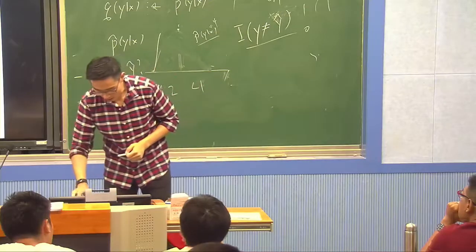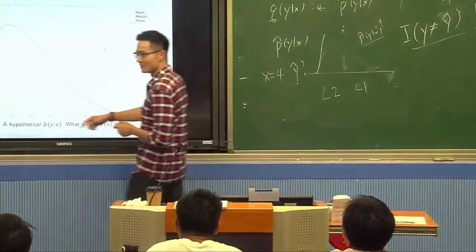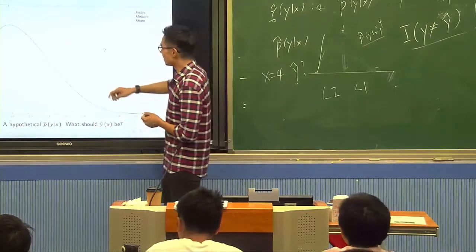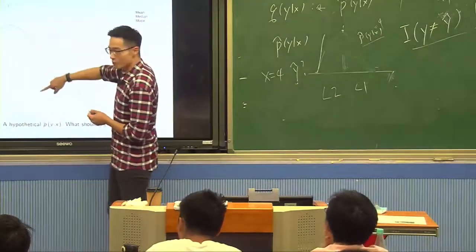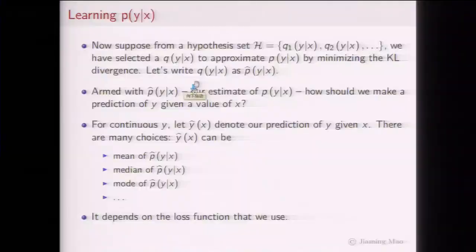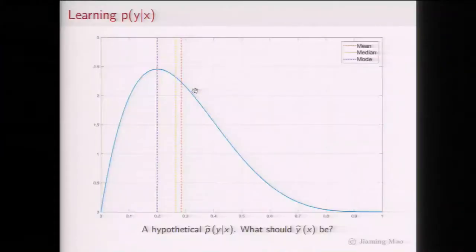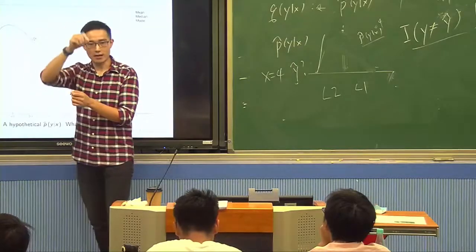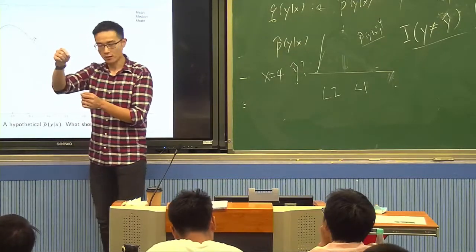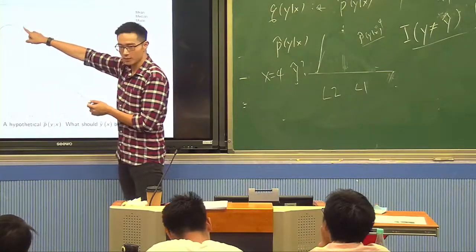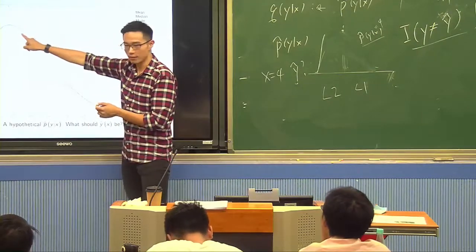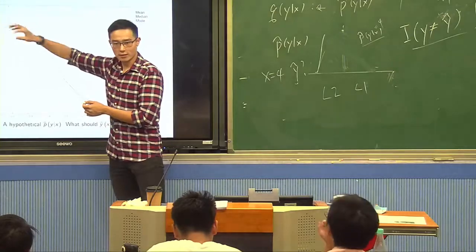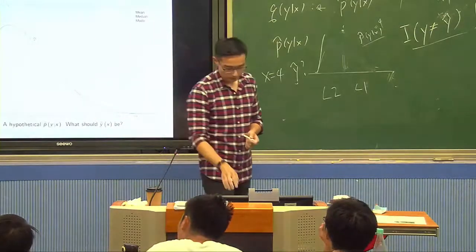I have a better graph here, so I don't have to draw it. Suppose this is the p hat. Then the mean is this red line. The yellow is the median, and this is called the mode. Mode is the point with the highest probability. So if I use L2, it's the red one, the mean. If I use L1, it's the median. But if I use the 0-1 loss function, I get the mode, the highest point here.